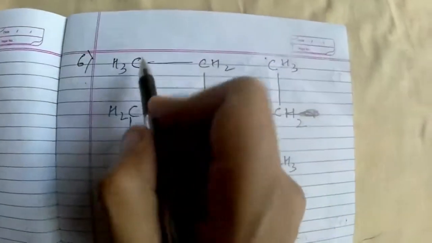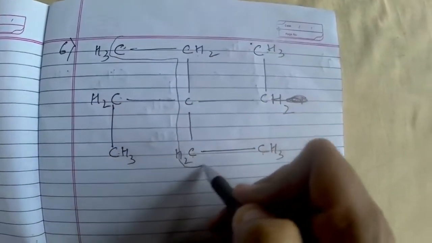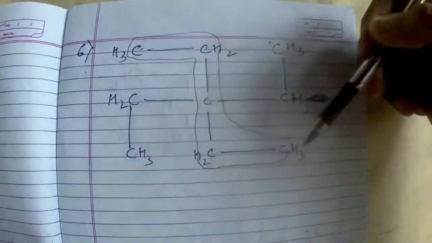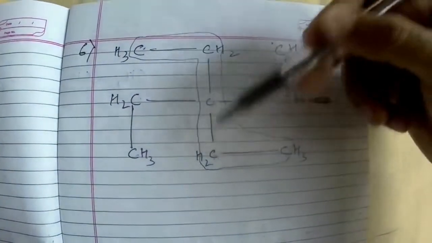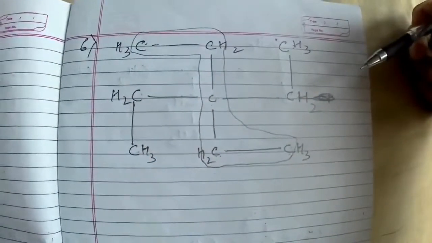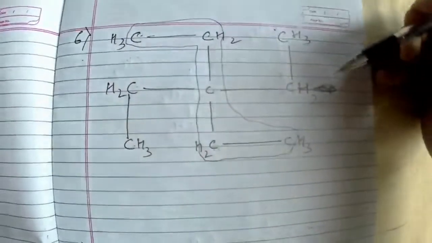So let's take it. I am taking this as a longest chain. 1, 2, 3. I'm drawing it also. This I have taken as a longest chain. And I can number it from any side. 1, 2, 3. Because in this case on 3, something is attached as a side arm. Here also 1, 2, 3. Something is attached on the side arm.